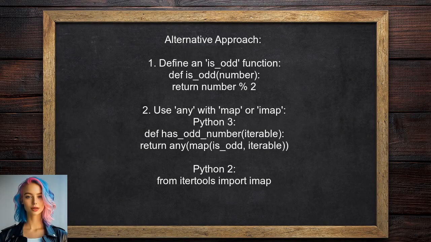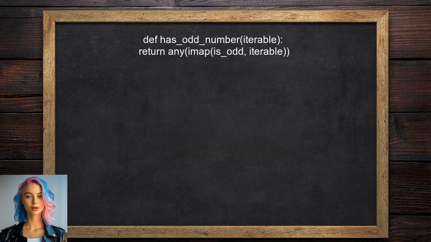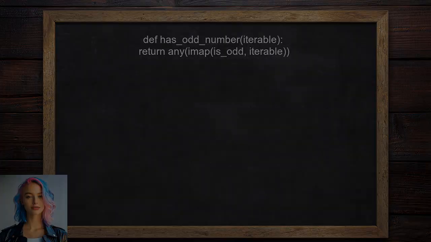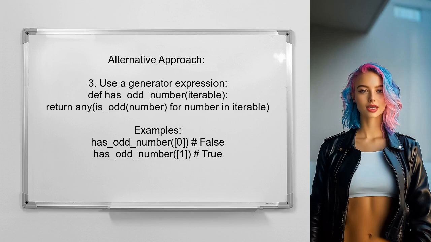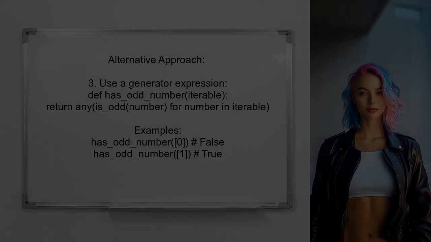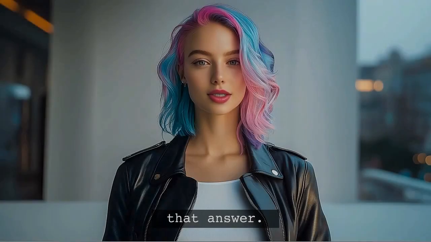An alternative approach provided by a user involves creating a small function to check for odd numbers. They suggest using the any function, along with map or imap, to determine if there's at least one odd number in the iterable. Additionally, they offer a generator expression as another option. This method checks each number in the iterable and returns true if any number is odd. That's it for that answer.